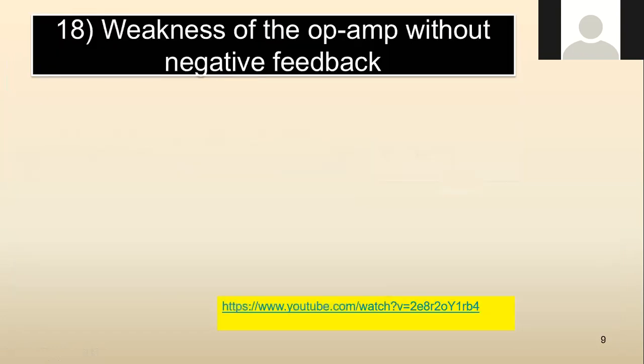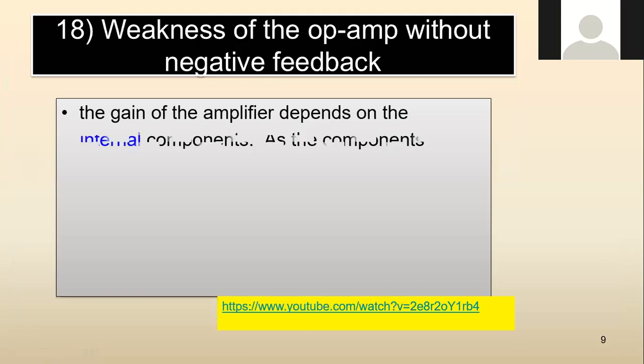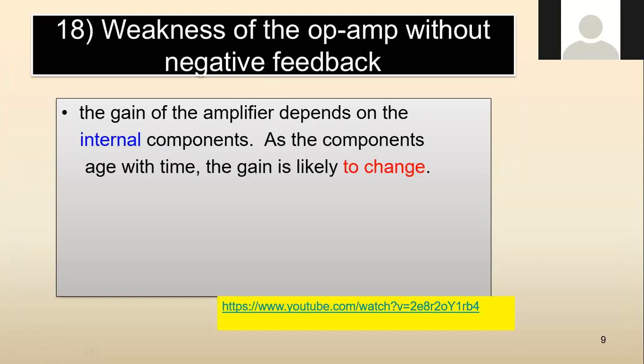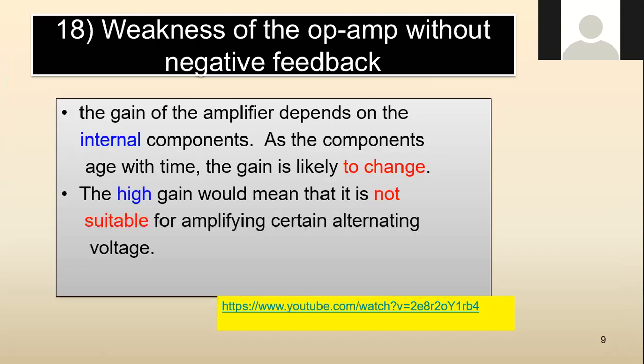Right? So the weakness of the op-amp without negative feedback. So far, with the op-amp without any help from us, the gain depends on the internal components. As the components age with time, the gain is likely to change, and we cannot control it, because all the components are inside. The higher gain would mean that it is not suitable for amplifying certain alternating voltages. That means it has limited bandwidth.